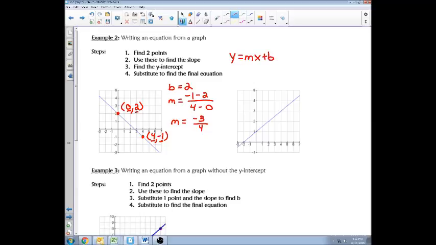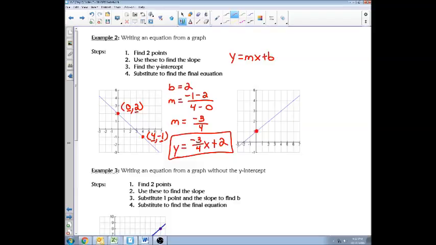I'm just going to go ahead and plug my m in for my m. So y equals negative 3 over 4x, and my b in for my b, plus 2. And that is my equation. On to the next problem.